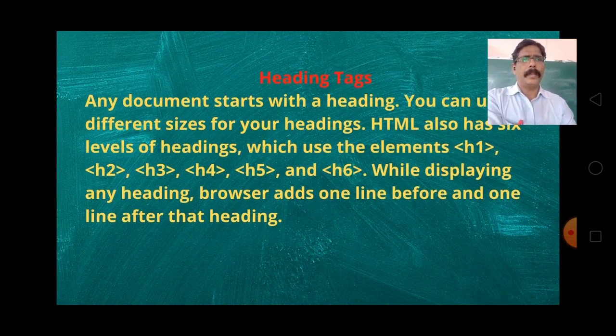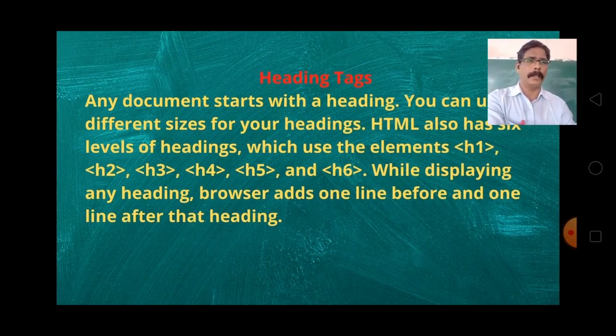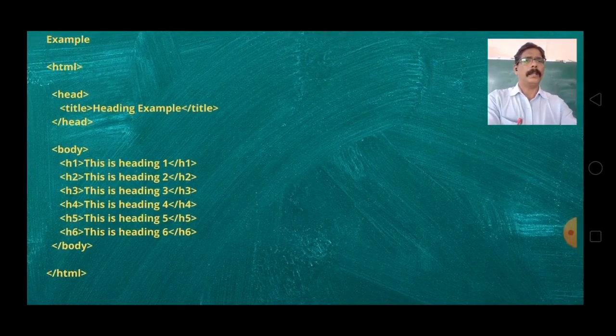Heading tags. Any document starts with a heading. You can use different sizes of headings. HTML has 6 levels of headings, which use the elements H1, H2, H3, H4, H5 and H6. While displaying any heading, the browser adds one line before and one line after that heading. See the sample program.